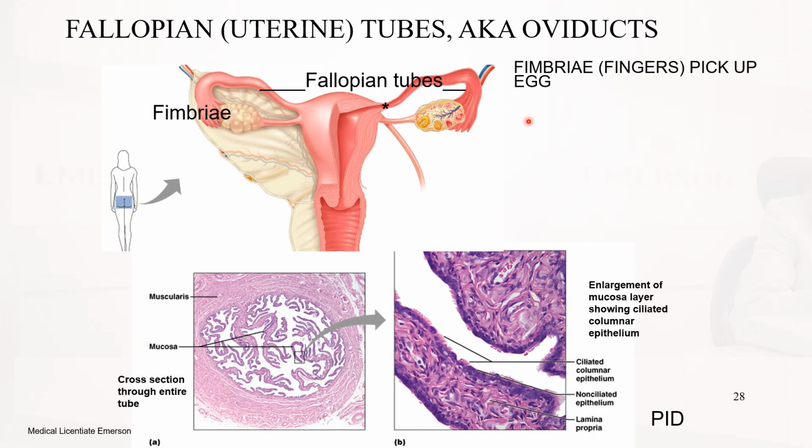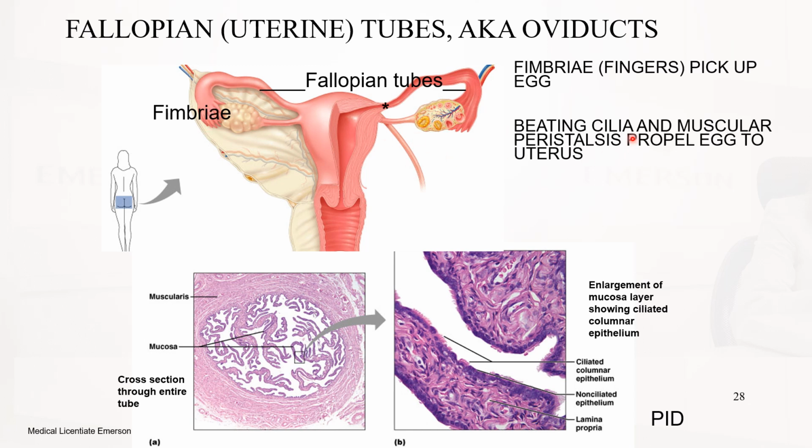Okay. So the fimbriae are finger-like projections that pick up the egg. That's the fimbria. Okay, so these are the fimbriae. Then they have the beating cilia and muscular peristalsis that propel the egg to the uterus. Then it empties into the superior part of the uterus after, of course, the egg has traveled all the way.